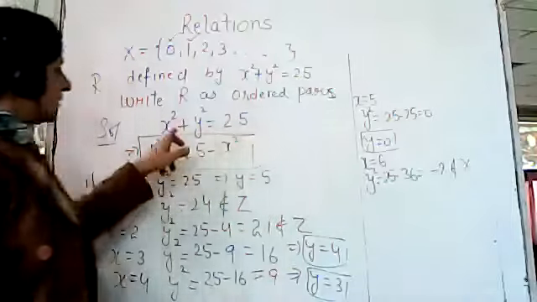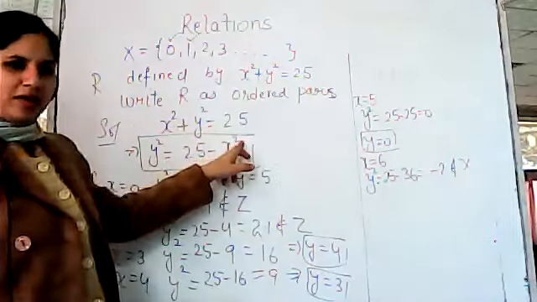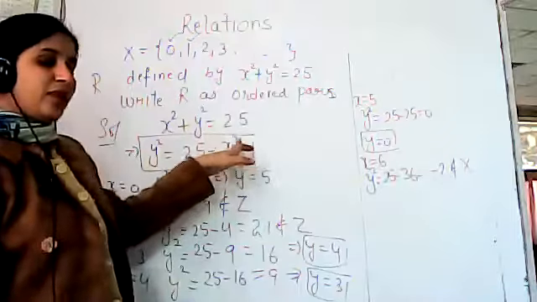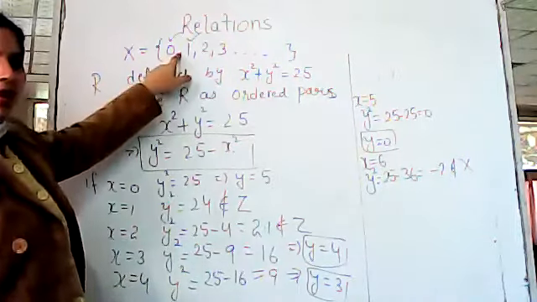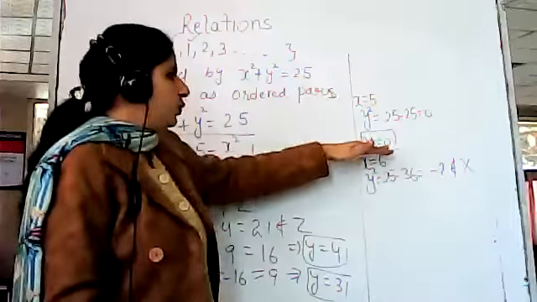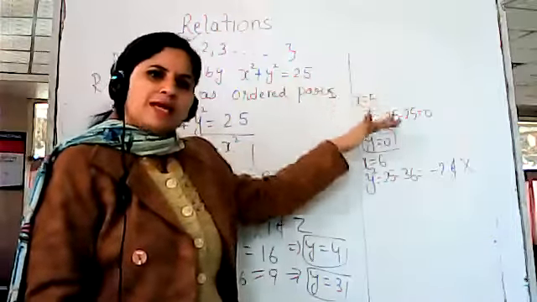If you take x is equal to 7, 7 squared is 49, 25 minus 49 is again a negative number. So a negative number doesn't belong to this set. It means we have to stop our process at this step.